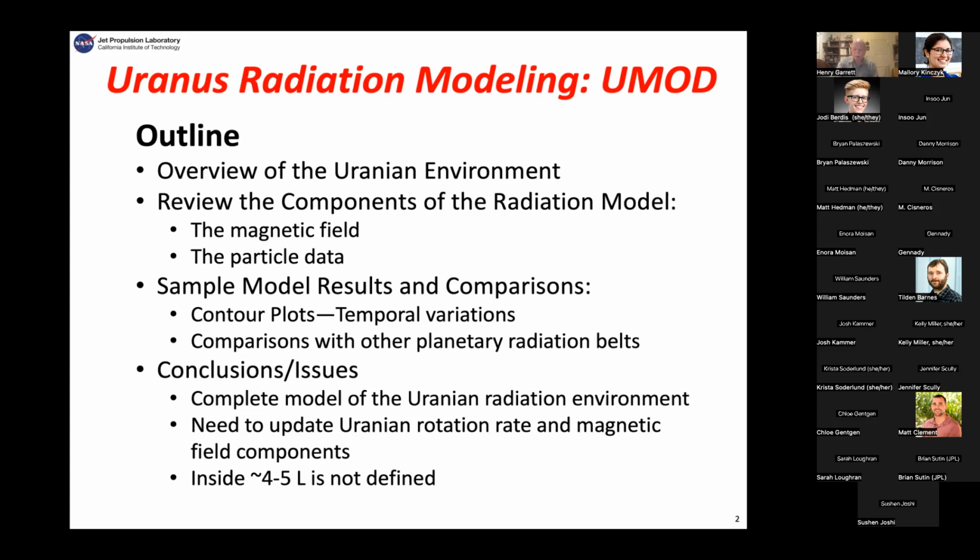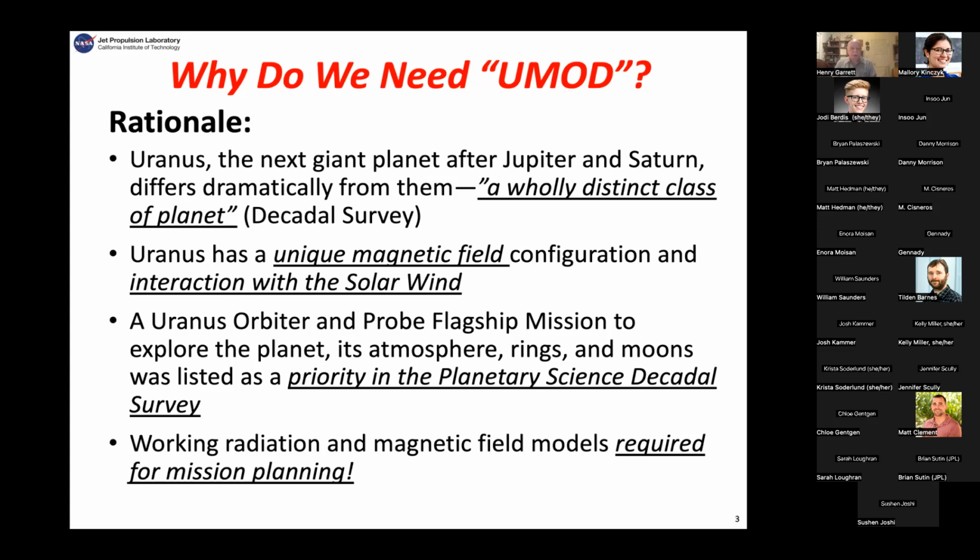I don't think I need to go over this too much, but the main reason we're interested in this is because JPL needs to do mission requirement planning, and radiation belts are, of course, a potentially important part of that. As you know, the decadal survey has recommended that a trip to Uranus be the next big mission.